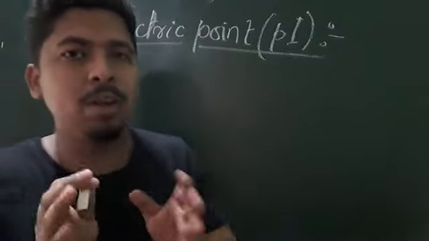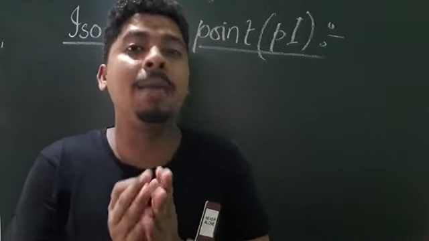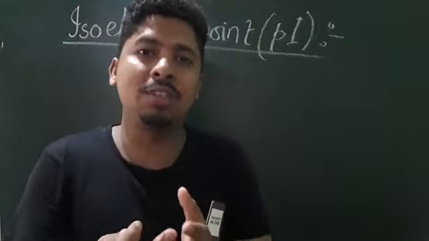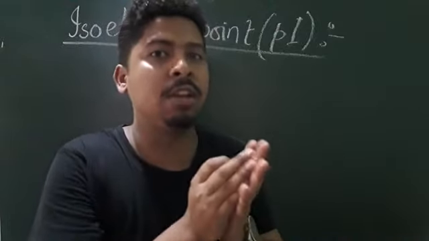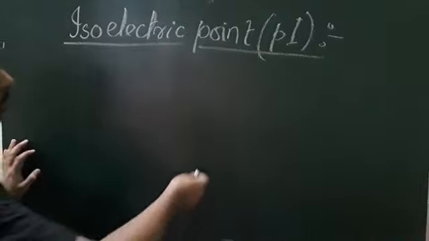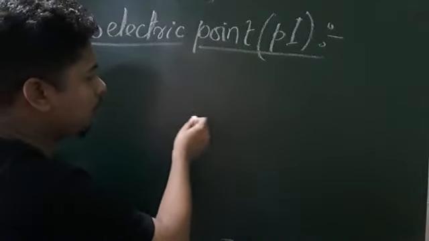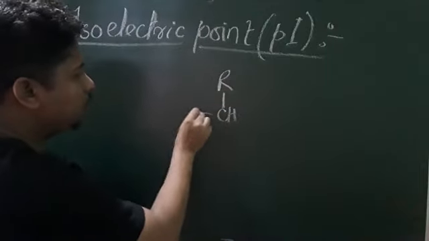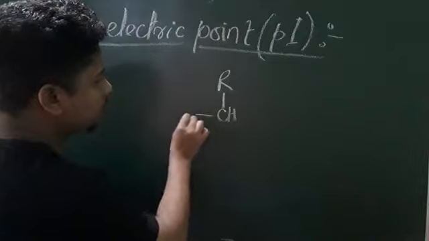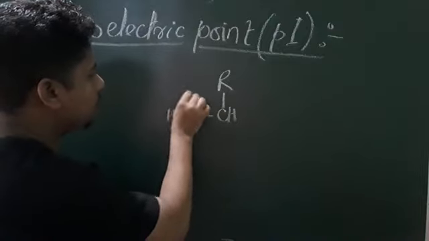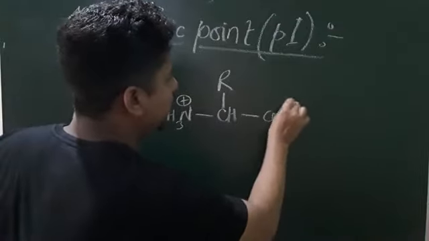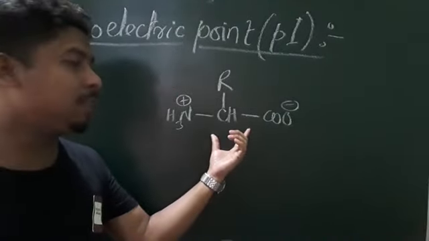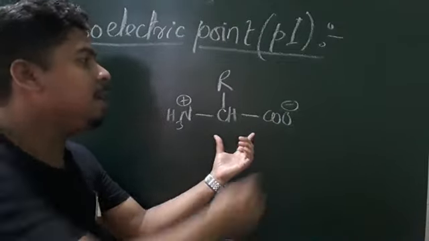We know this amino acid in aqueous solution exists as a dipolar ion, and this dipolar ion is called Zwitter ion. That we have already discussed in our previous lecture, in lecture 8. So suppose this is one Zwitter ion: R bond CH bond NH3 plus bond COO minus. This is an amino acid, and in aqueous solution it exists as a dipolar ion.